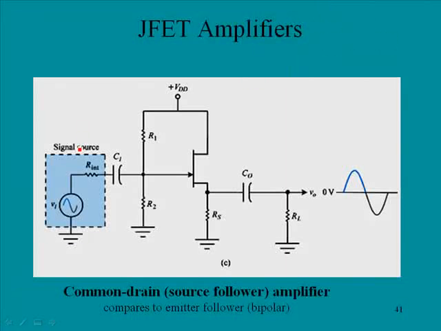Our final amp we're going to look at is the common drain. Notice that for purposes of AC, going up to VDD looks like it's connected to ground. This is also referred to as the source follower, and recall that we looked at the emitter follower in bipolar. We have our signal source coming in, it goes to the gate, and then it goes to the source.